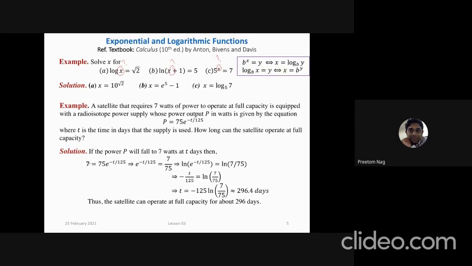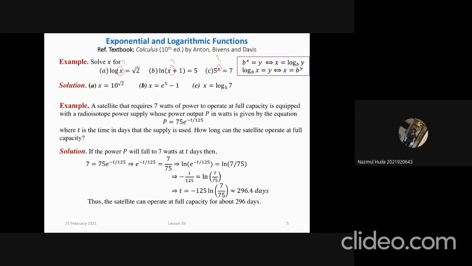So we set P equal to 7, and the right-hand side is 75 e to the power minus t over 125. Then from this relationship we will find the value of t. Because below 7 the satellite cannot run at full capacity, so 7 must be the minimum. So we find the value of t by putting 7. Look at this calculation. If you have any confusion in this calculation, you can ask me. I will not discuss it in detail because you can easily follow it. Everyone please follow this calculation. If you have any question you can ask me, and you can take some notes on your rough sheet.